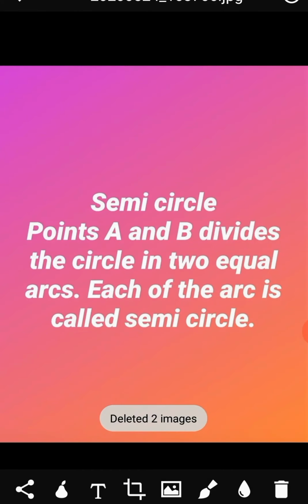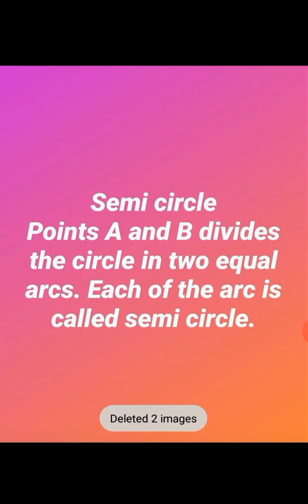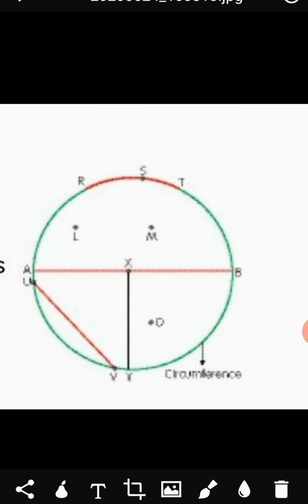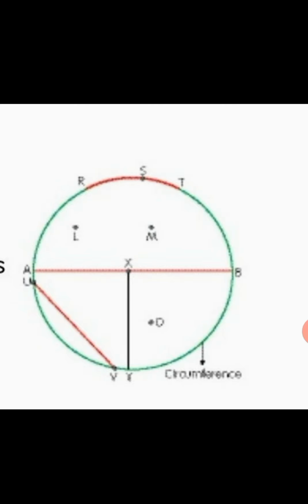So next is semicircle. 2 points which divide a circle into 2 equal arcs, and each of the arcs is called a semicircle. So see with an example. AB is a line segment that passes through the center of the circle. We even call it diameter. So this line divides a circle into 2 equal parts. So these 2 parts are the 2 semicircles.